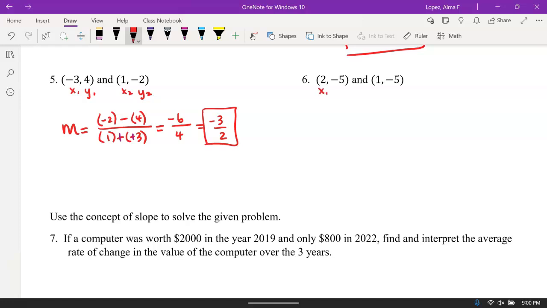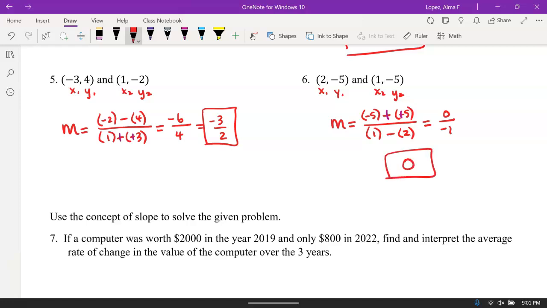Label your points. X in the first point, y in the first point. X in the second point, y in the second point. And plug in. Y sub 2 minus y sub 1 over x sub 2 minus x sub 1. Ooh, a double negative. Clean it up first. So now we have negative 5 plus 5, which is 0, and 1 minus 2, which is negative 1. 0 over any number is 0.